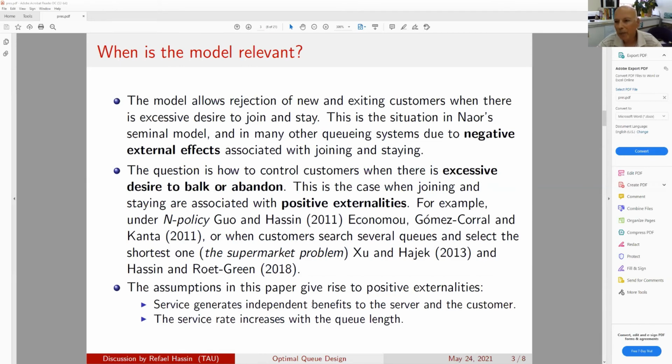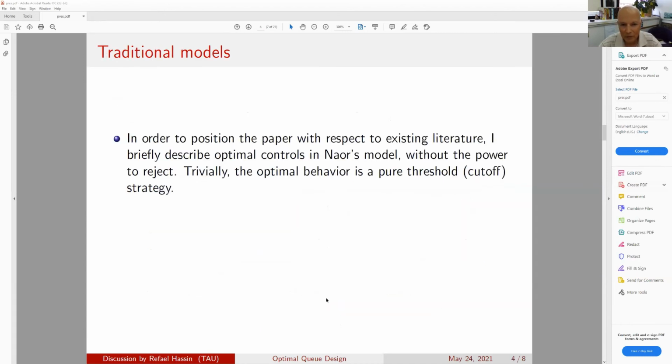So in this paper, there are two assumptions that give rise to positive externalities. The one is that there are benefits to the server, not just to the customer. Customers tend to ignore the benefits that they give to the server, and therefore sometimes they are less enthusiastic to join the queue, and the server or the system wants to encourage them to join. The other is that the service rate increases with the queue length. So again, my own interest after I joined the queue is that more others will join, and then the service rate will be faster. But I will talk about this later when I discuss the meaning of first come, first served here.